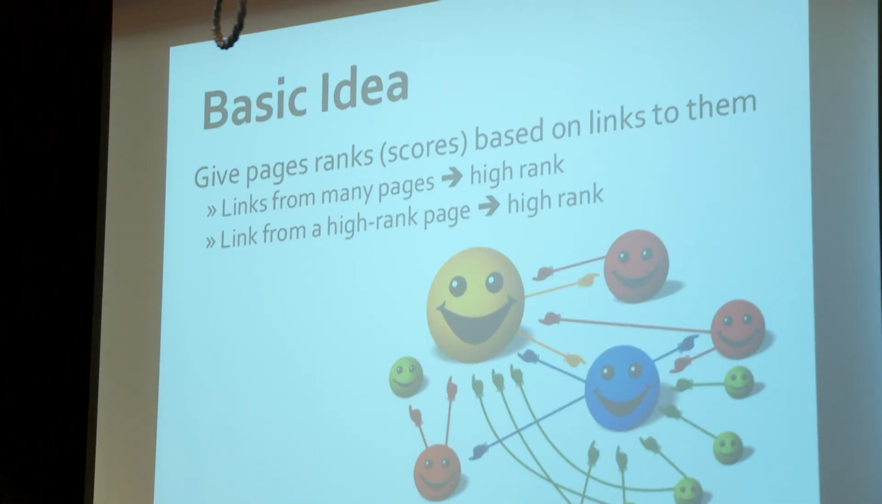So if you're not familiar with PageRank, here's a very quick overview of how the algorithm works. The basic idea is we have a bunch of things in a network, like pages on the web or friends on a social network, and we want to give them a rank or a score based on the links pointing to them. Things have a high score if a lot of pages link to them, which means they're important, or if some high-rank page links to them.